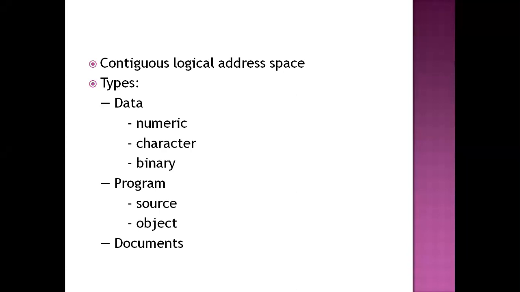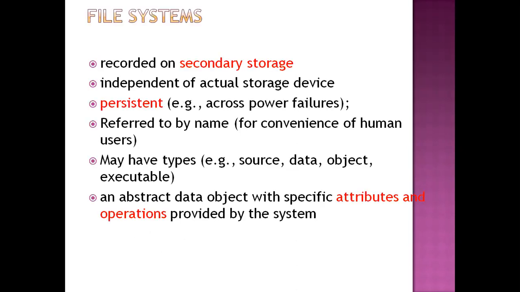And files are of different types. Basically, there are three types. The first one is a data file, next is program file, and the next one is a document file. If it is a data file, then it can save either numeric data, character data, or binary data. And if it is a program file, it can have source file or object file, source code or object code. Next is a document file, which contains some document.